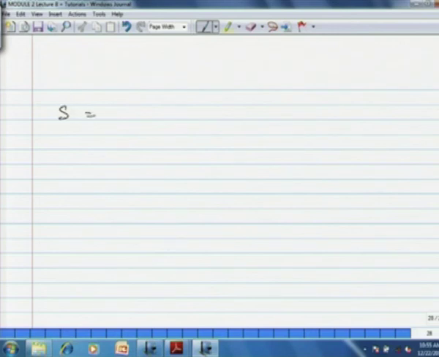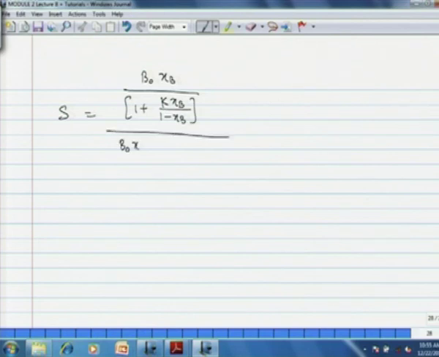S will be equal to C, which we have obtained as B naught into XB divided by 1 plus K into XB divided by 1 minus XB, and for A naught minus A we obtained B naught into XB and K into XB divided by 1 minus XB, whole thing divided by 1 plus K into XB divided by 1 minus XB.